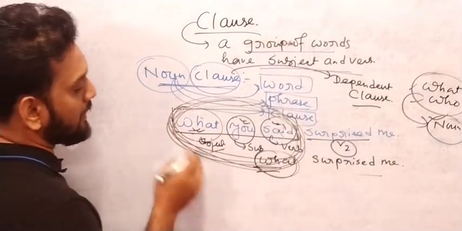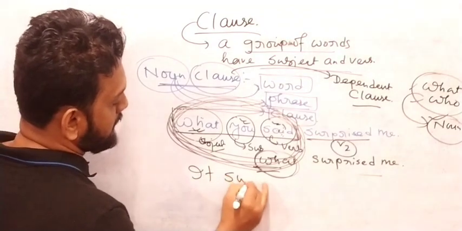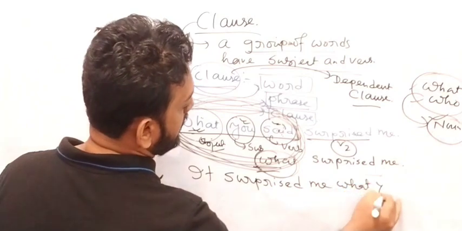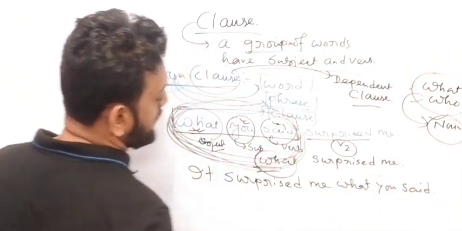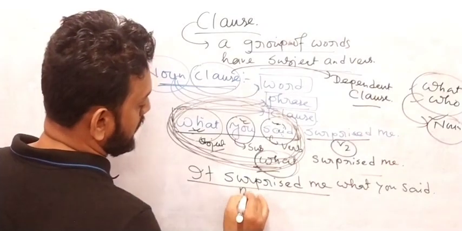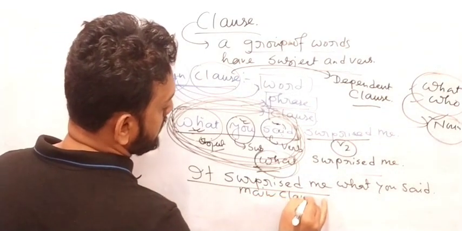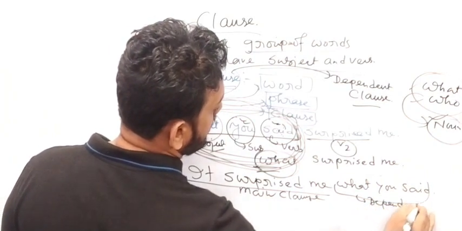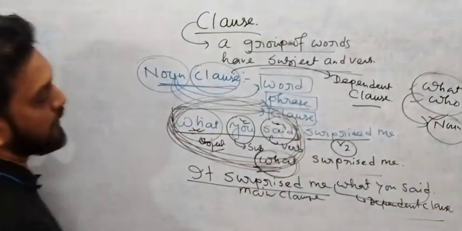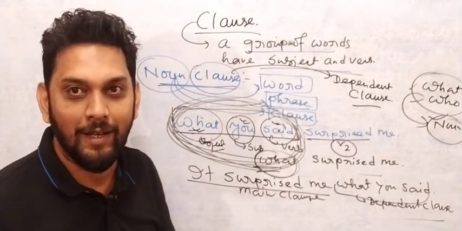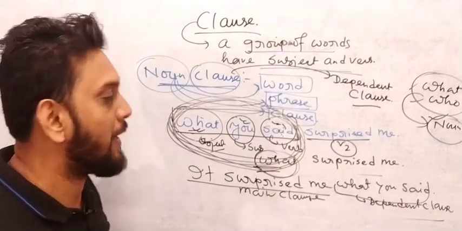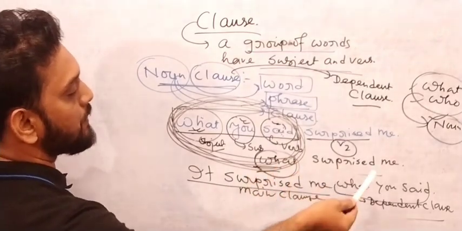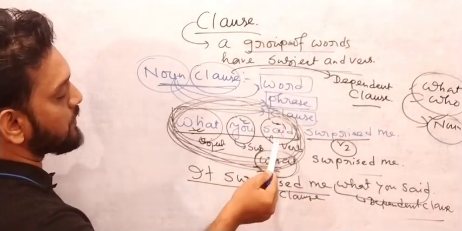Or this sentence can be written in a different way also. It surprised me what you said. So it is a main clause or independent clause, you can say, and that would be a dependent clause. I hope that all of you understood this concept. Now let me write another example, and I will ask you to find out the noun clause. What you said surprised me. What surprised me? You got the answer: what you said. And what you said is a noun clause.